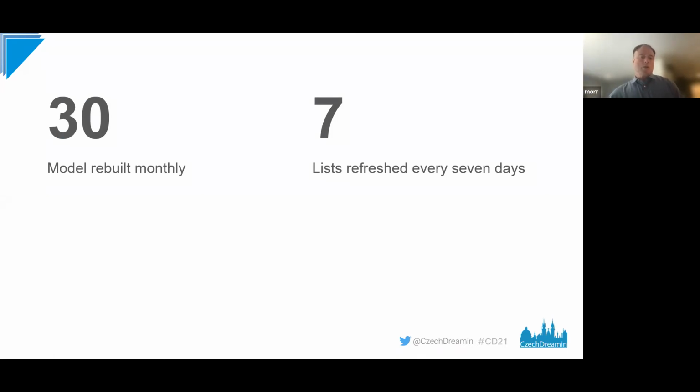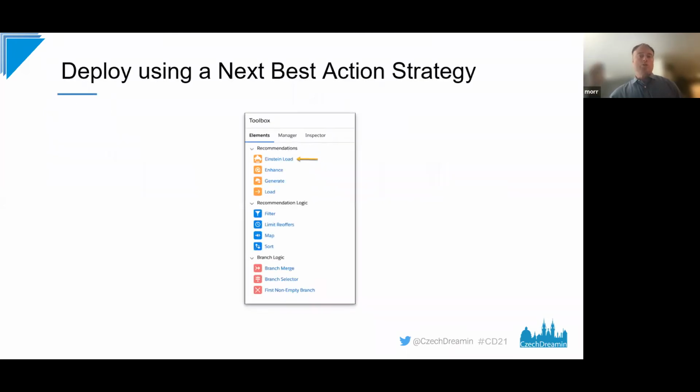Now, to use a recommendation, you need to build a strategy using the Next Best Action. In the Next Best Action, you use the Einstein Load element. This is what pulls in the model. Then you select the flow. You have to build a flow first, and you can select the flow that you want executed when the user accepts or rejects that recommendation.